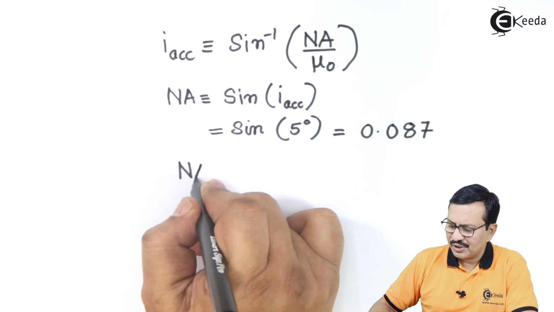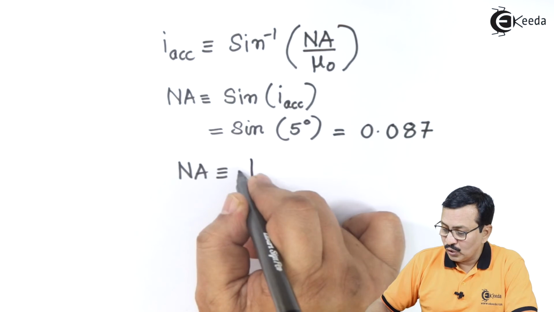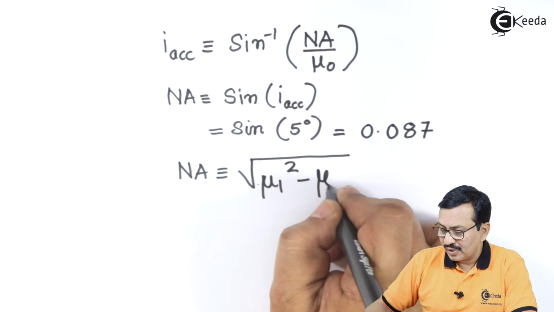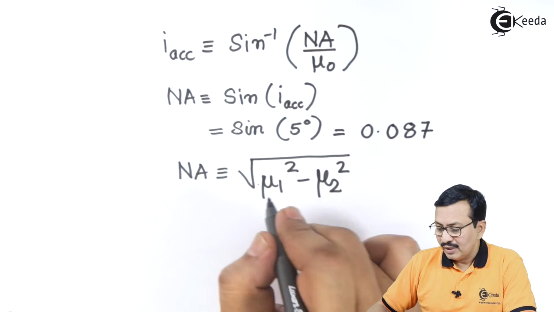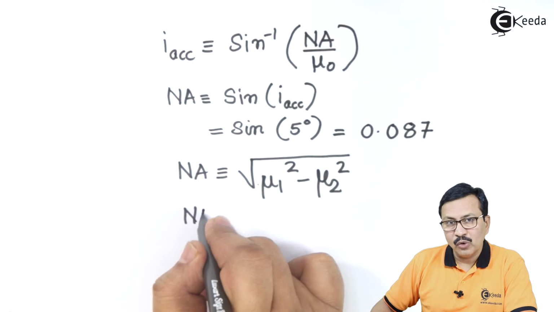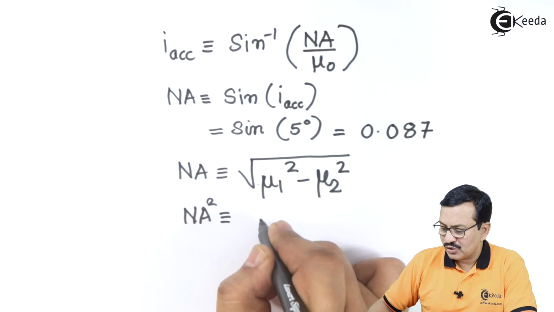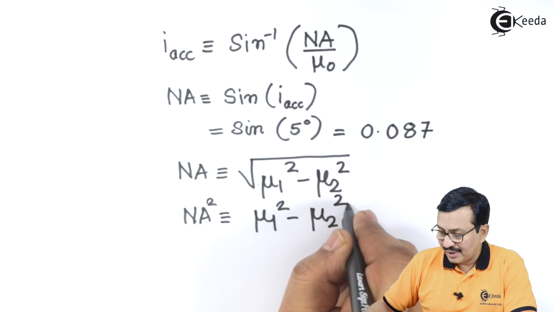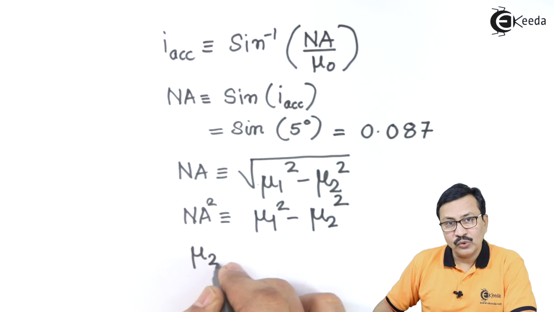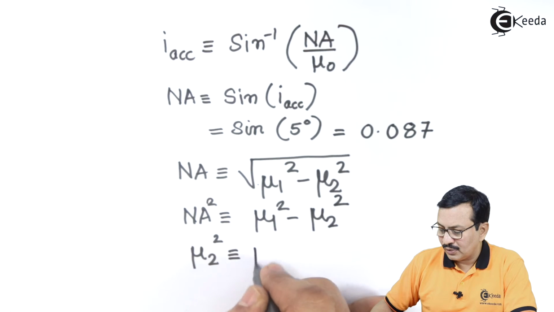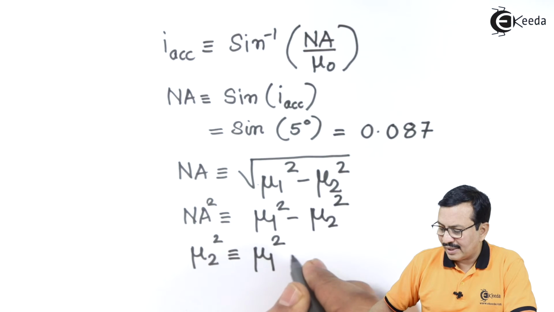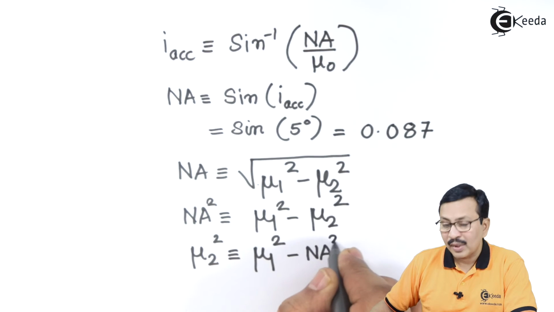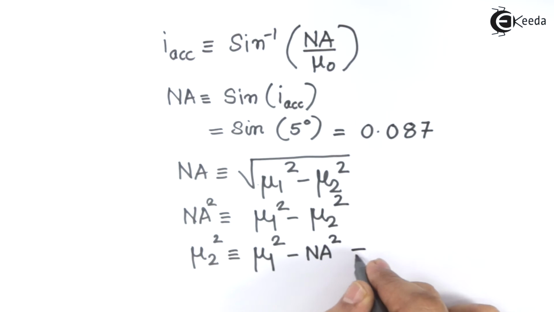So your numerical aperture is turning out to be square root of mu1 square minus mu2 square, right? We take the square of both the sides, which turns out to be NA square is equal to mu1 square minus mu2 square, and hence your mu2 square is actually equal to your mu1 square minus NA square.